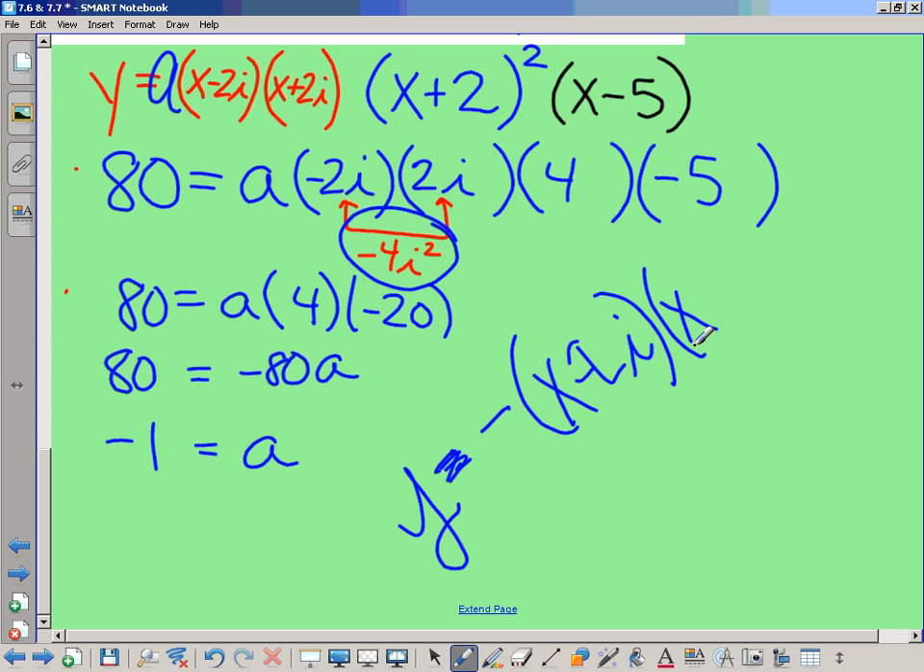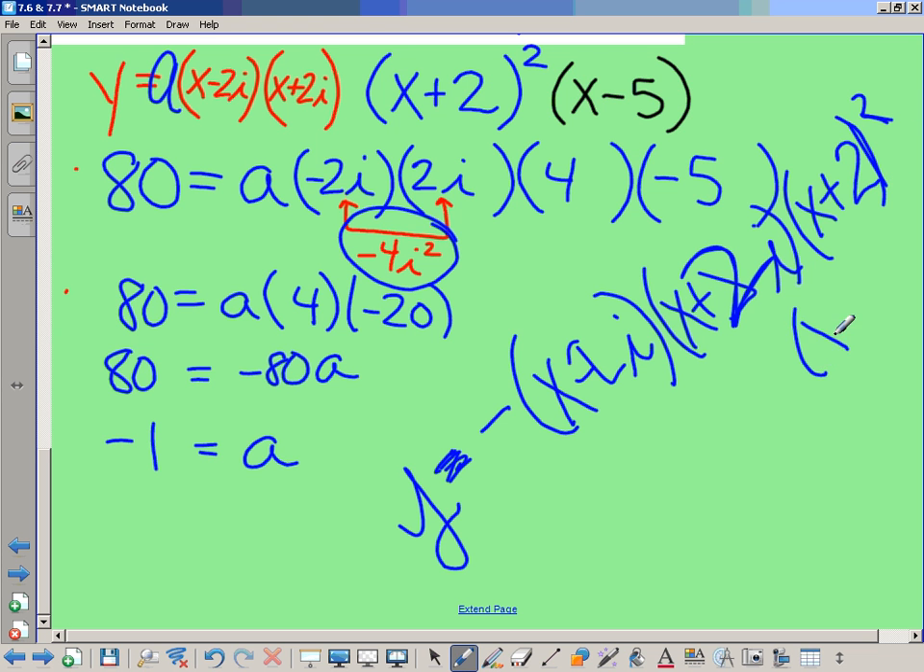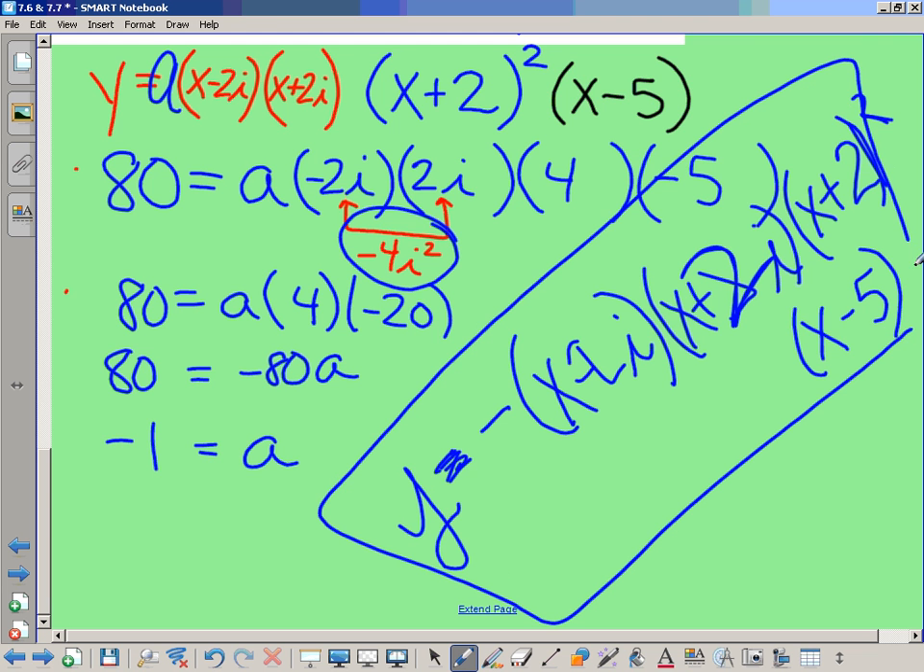(x plus 2i) times (x plus 2) squared times what? Go ahead. Times what? (x minus 5). So this would be a polynomial that has solutions at negative 2, 5, 2i, and negative 2i. Those are all the values, complex or real, that would produce 0. And sorry, it's a little messy.